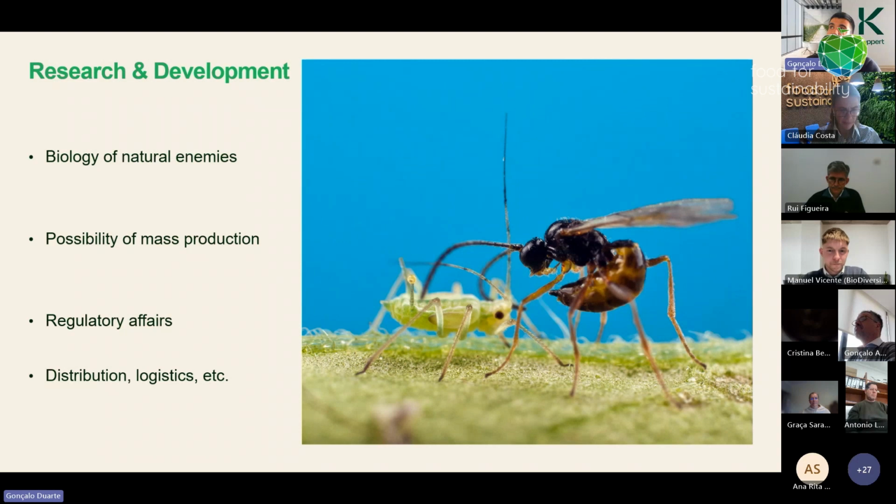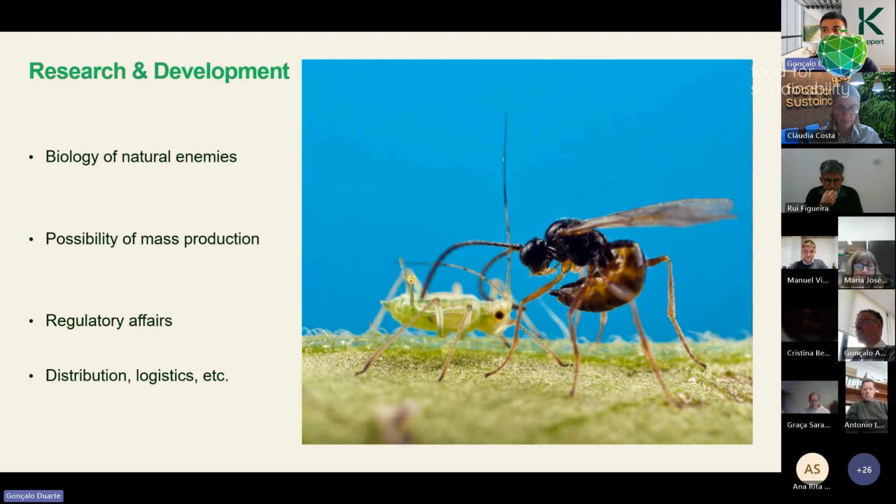So in terms of research and development, after we have identified a candidate biological control agent, there are a number of things we need to know. We need to know its biology in terms of what species can it feed on? How well can it control the pest? Is there a possibility for mass production? And also there are issues with regulations, with laws. Sometimes you cannot introduce every species everywhere, and that's a very good idea.